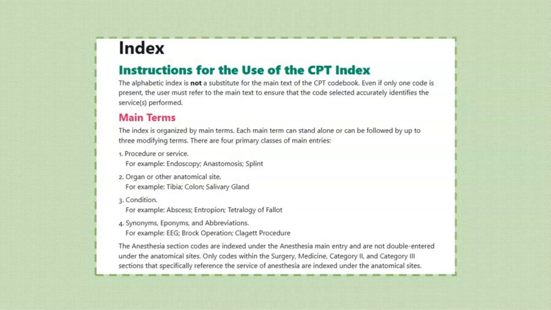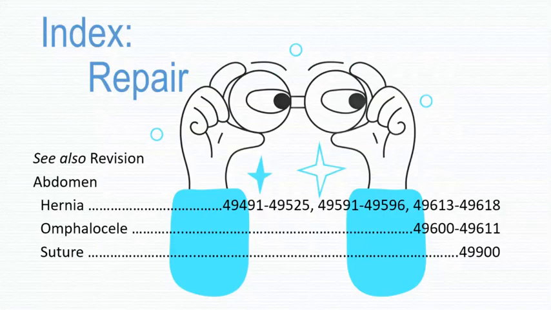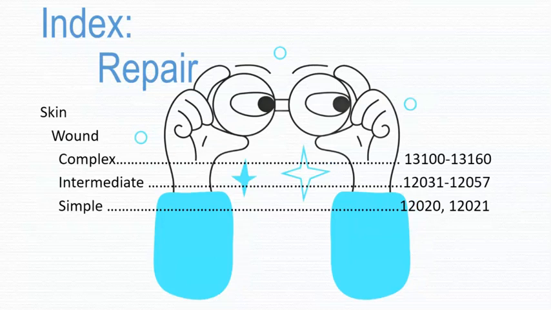Familiarize yourself with the main term by reading the instructions for the use of the CPT index in the CPT coding manual. When coding for a procedure, we look for the main term in the index of the CPT coding manual. The index is located at the end of the CPT codebook. We start off by looking in the index for the main term repair.